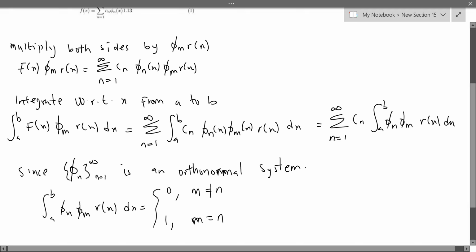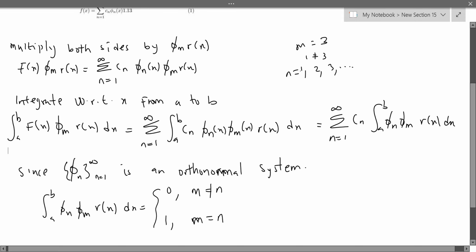This is a summation, and in this summation we have n equals 1, n equals 2, n equals 3, all the way to infinity. And I said before that m is just a number. If m is 3, it means that when n is 1, 1 is not equal to 3. When n is 2, 2 is not equal to 3. So at those points where n is different from m, this integral will just give you 0. But at the point where n is equal to m, this integral will give you 1.